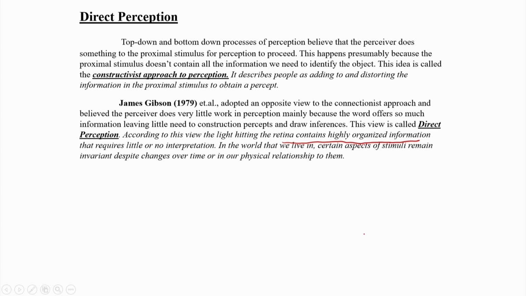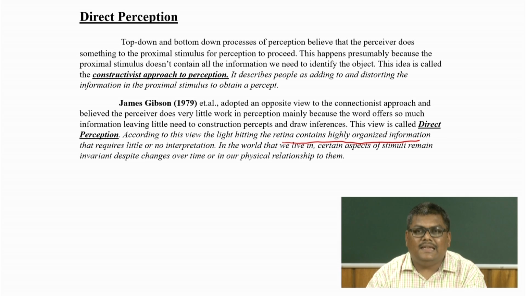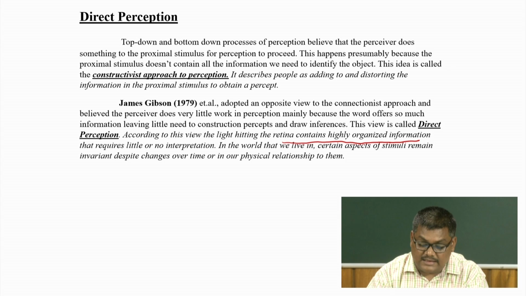Now, to test whether Gibson was right, whether the observer does not require any kind of interpretation or any work on the proximal stimulus to generate the percept, an experiment was done. This experiment was done by someone called Johnson in 1973. He did an experiment with light bulbs.